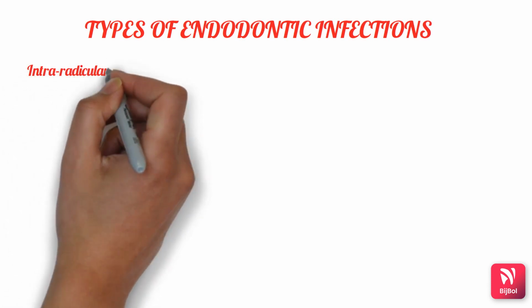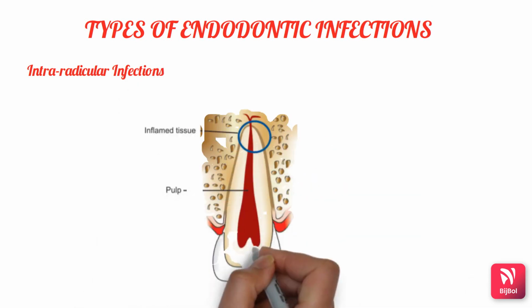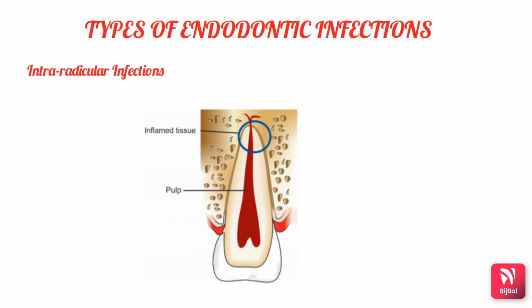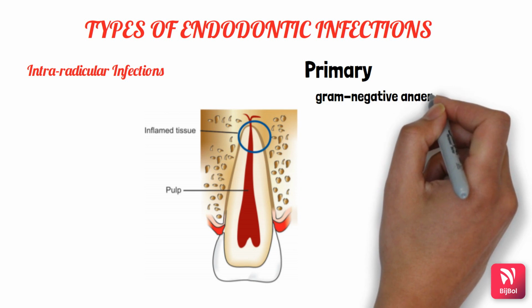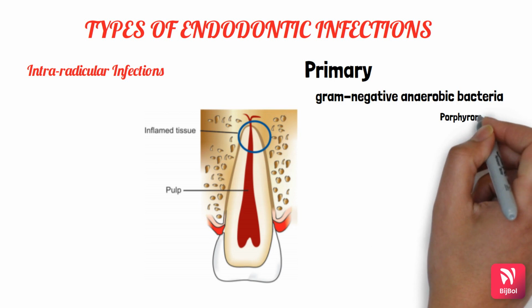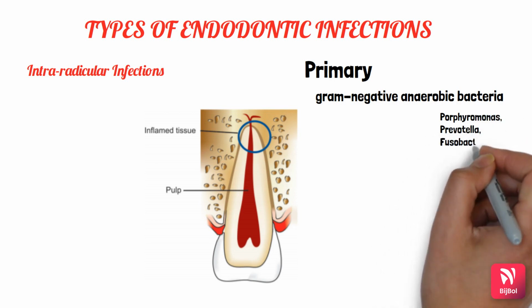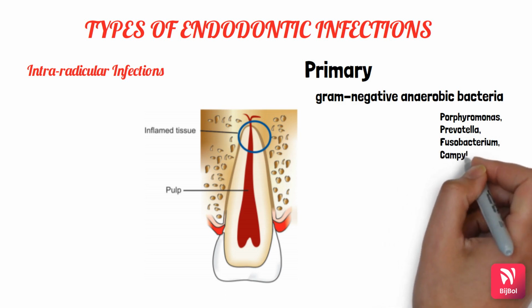The intraradicular infections are the infections in which the microorganisms are present in the root canal systems. The primary intraradicular infections are the infections which invade the pulp tissue, resulting in inflammation and then necrosis. And these probably are dominated by the gram-negative anaerobic bacteria such as Porphyromonas, Prevotella, Fusobacterium, Campylobacter, and Treponema.